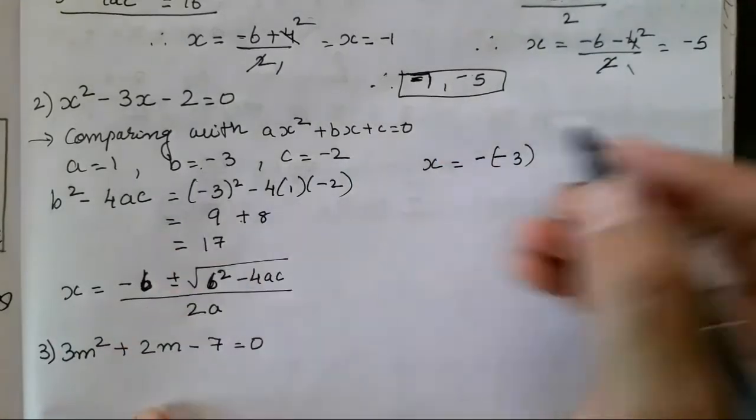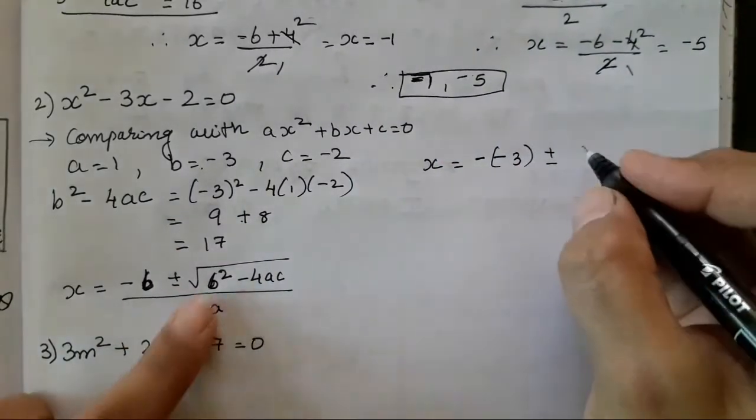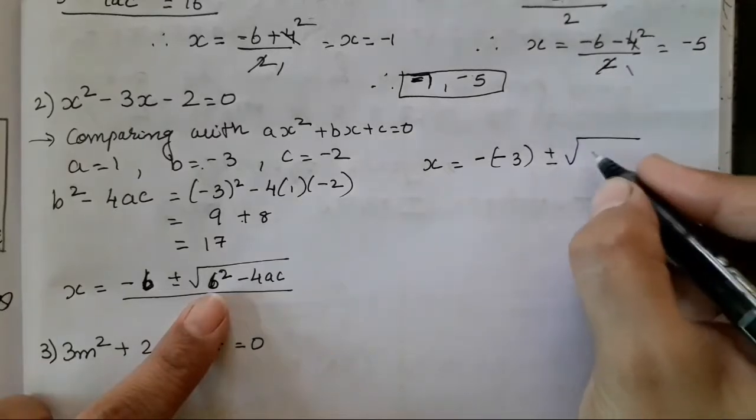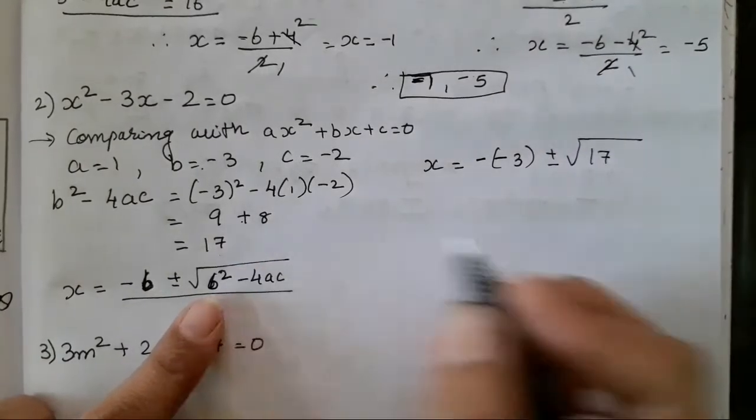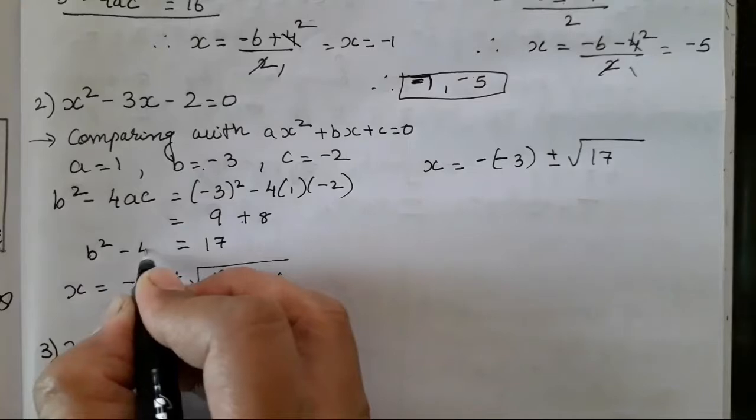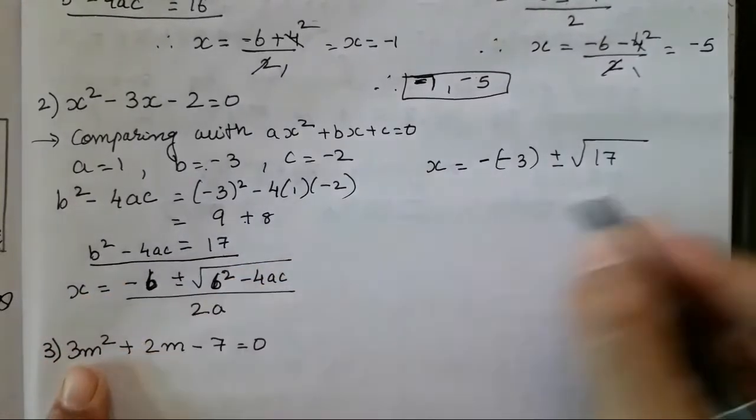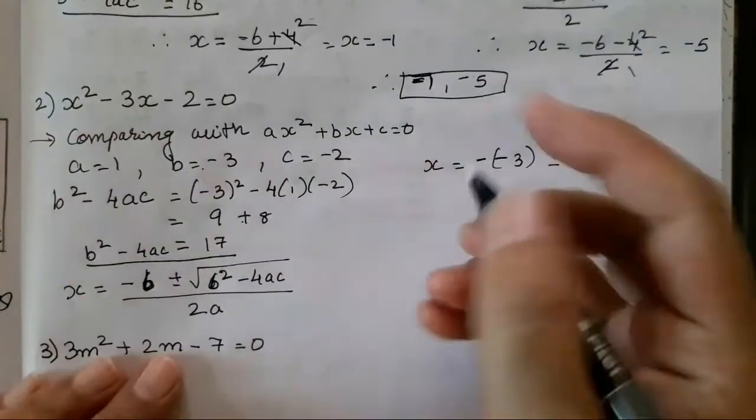B is minus 3, isn't it? So plus and minus root of this is supposed to be 17, which we have already taken. See, b square minus 4ac, we are having the value. Just put the value over there.